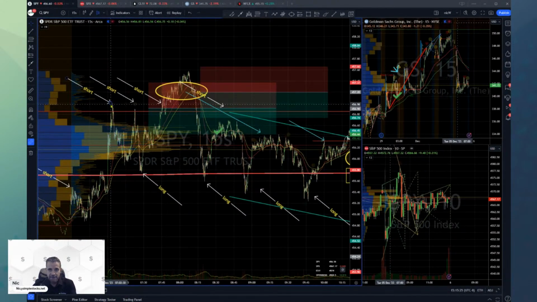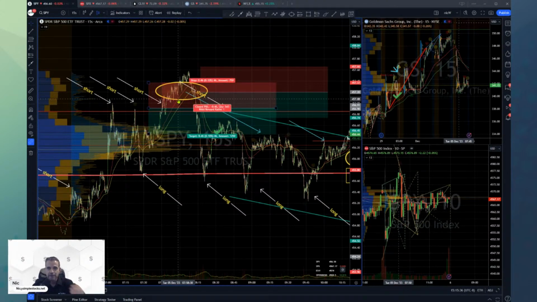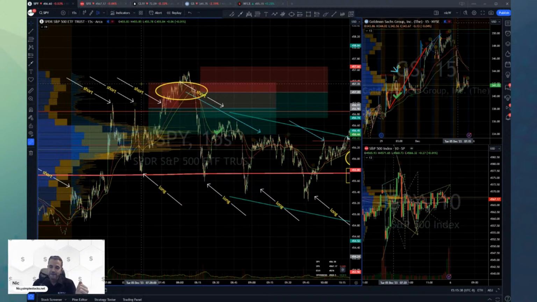So here, that's a turnaround point. Same with this one. So then now I know anytime they come here, it's going to be a battle. If we're going into it, it's going to be a resistance. If we're falling into it, they're going to try to be support. All right. So this is support and resistance.